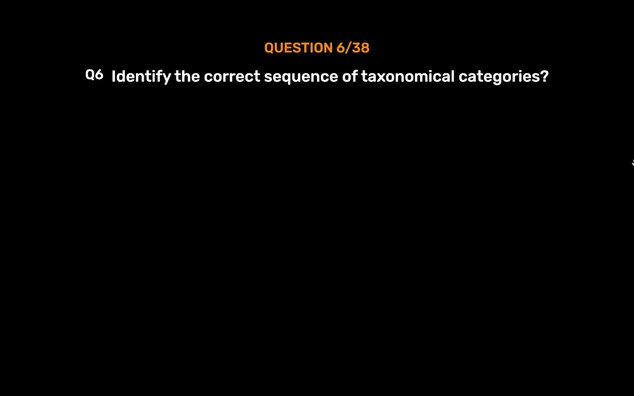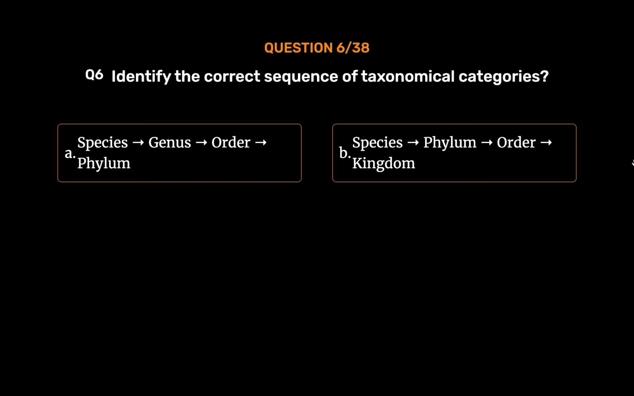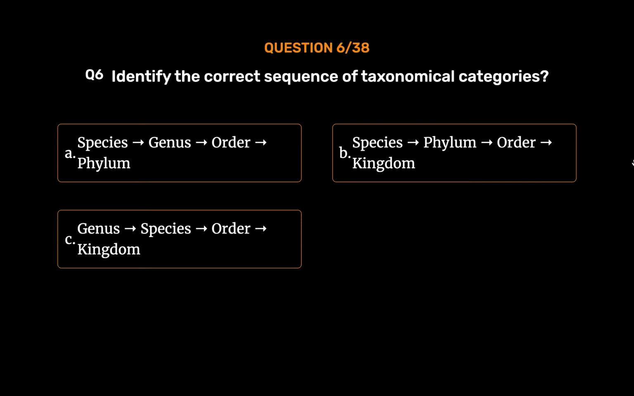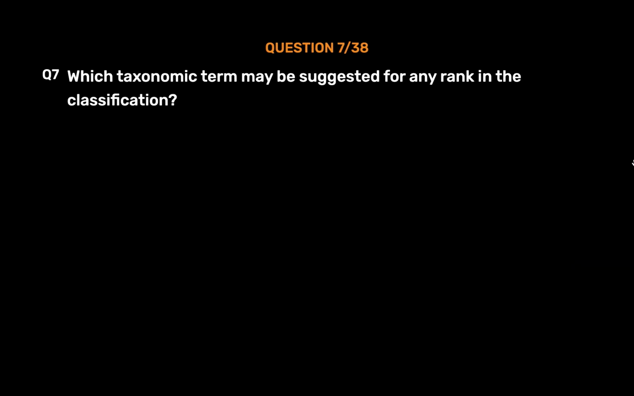Question number 6. Identify the correct sequence of taxonomical categories. Option A. Species, genus, order, phylum. Option B. Species, phylum, order, kingdom. Option C. Genus, species, order, kingdom. Option D. Species, order, genus, phylum. The correct answer is Option A. Species, genus, order, phylum.